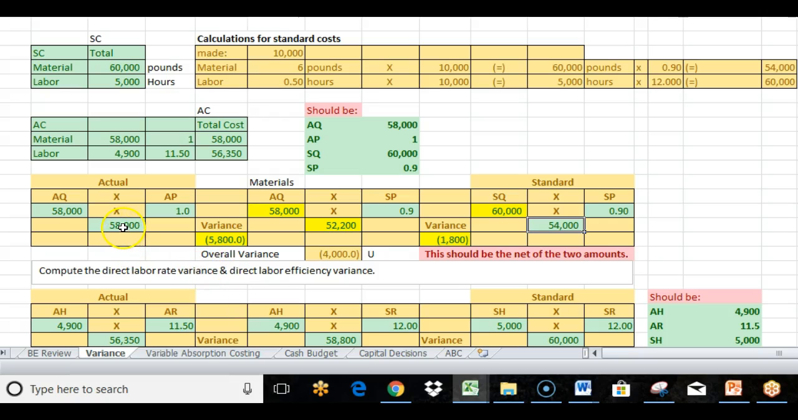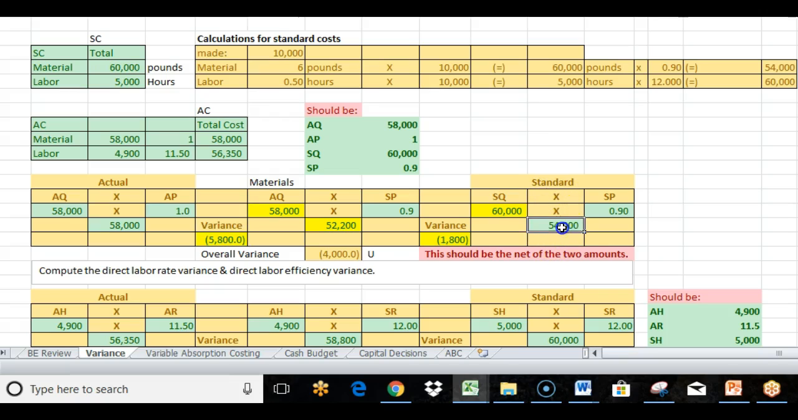You're always going for what should have been. So this is what it was. But if I were doing the actual quantity times the standard price, it should have been 52,200. So it's more than what it should have been. So I am going to subtract the 52,200 from the 58,000 and come up with an unfavorable variance of $5,800. Got that one? Now, we're going to do the same thing over here.